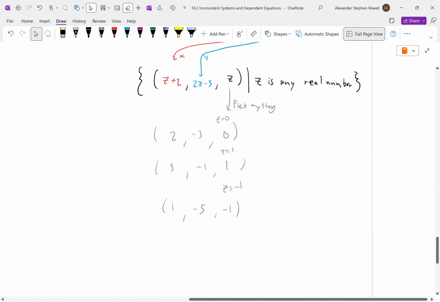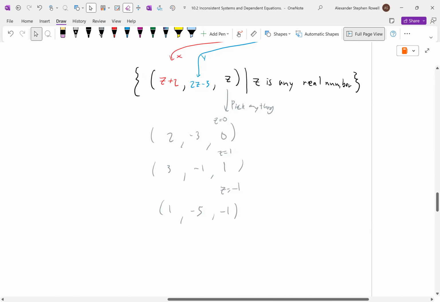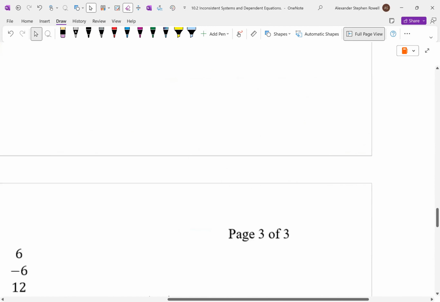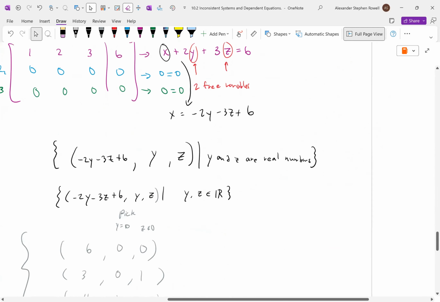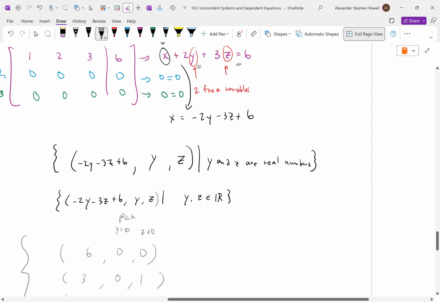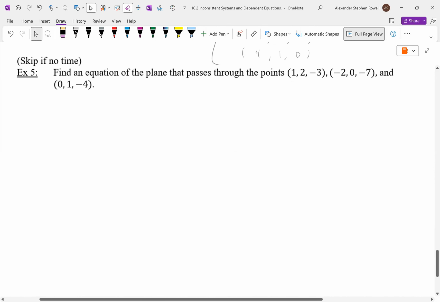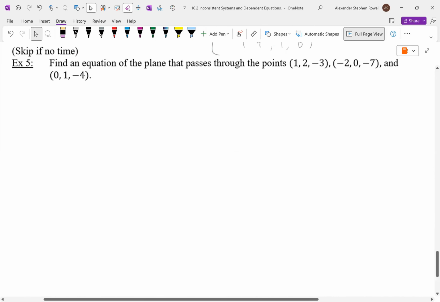It's just that the dimension depends on how many free variables. So if we have one free variable, z only, then it's a line. If we have 2 free variables, like y and z, then we're really saying they're all on the same plane. There is time to do this. Yeah, let's go ahead and do this problem.